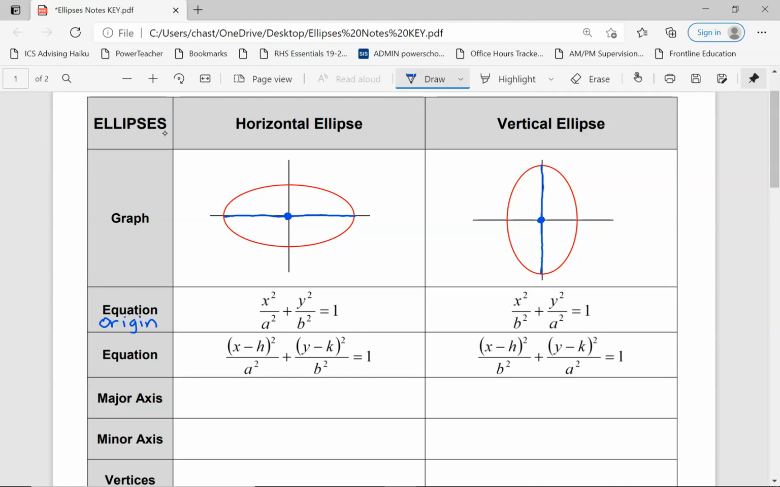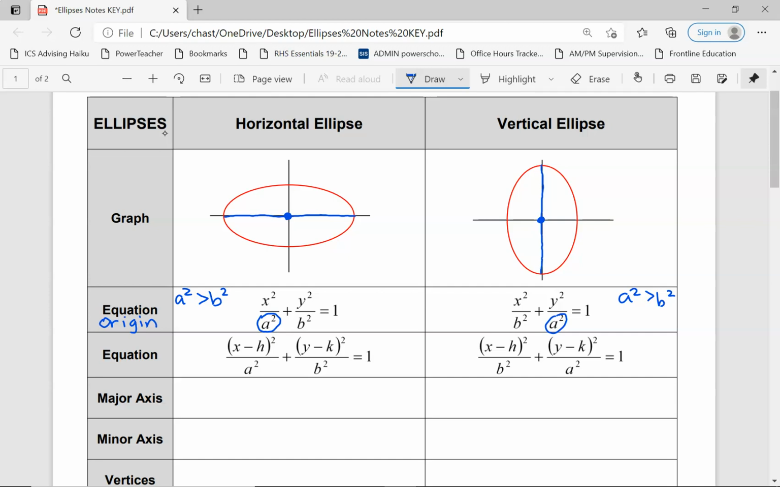And notice how the equation changes. The a squared and b squared just switch places. Notice that the a squared value is always underneath the variable that is the longer length. What that means is that a squared is always greater than b squared. So when you're trying to determine whether it should be horizontal or vertical, look at the denominators and see which denominator is bigger. That bigger number, whatever variable it's under, is going to tell you which axis will be the longer axis. We'll do practice with this momentarily.